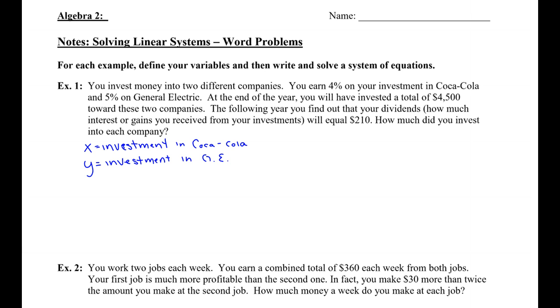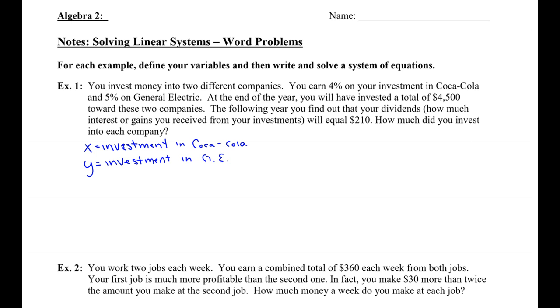Next, I need to write a system of equations to help me solve. So I knew my variables were the investments because that's what the question asked me to find. How much did you invest into each company? Whatever it's asking you to find will become your variables. Next, if I look through the problem again, it's talking about 2 different things. The percent that I invest and then how much money I will have total.